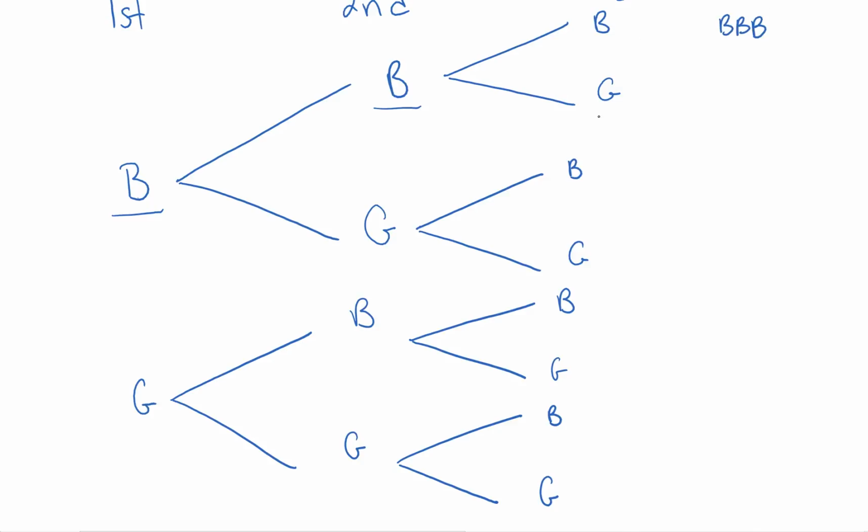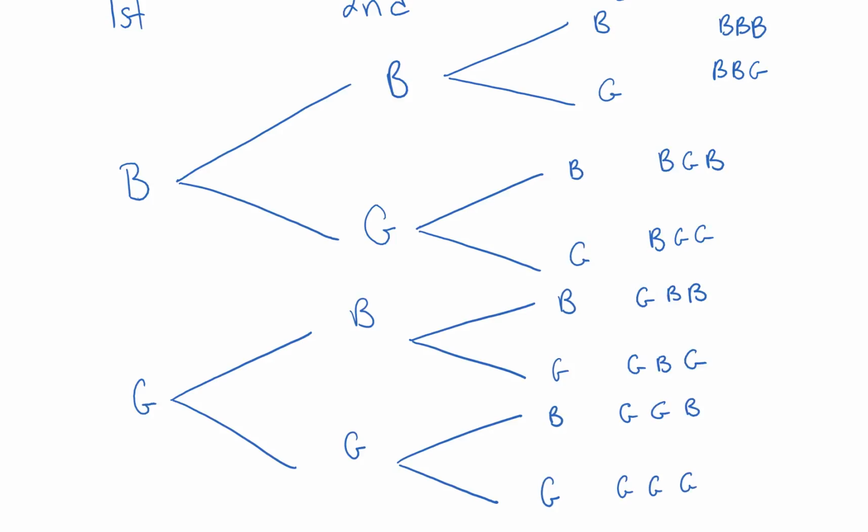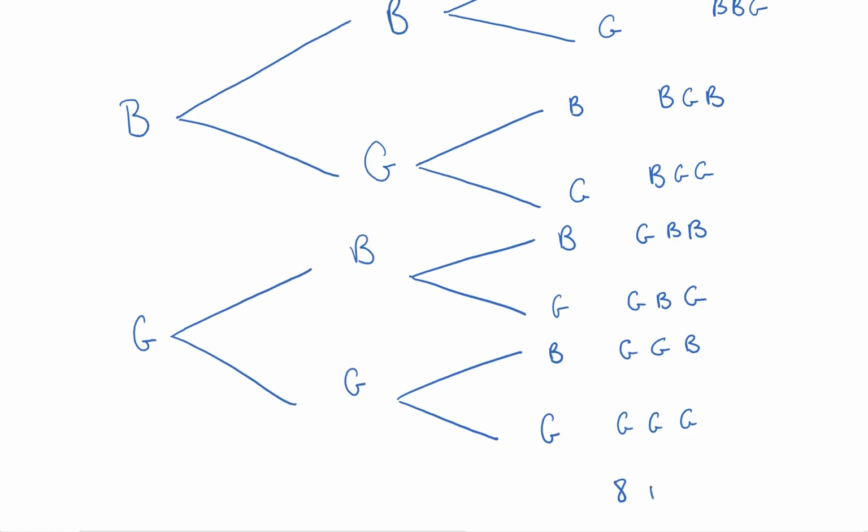If we look at the next one, boy, boy, girl. So I'm just reading across the tree diagram. If your first child's a boy, the second child could be a girl, and the third child could be a boy. Boy, girl, boy. Or the third child could be a girl. And so on. So keep going through that tree diagram and write down all the possible outcomes. So now you can see there's 8 different outcomes for having 3 children. These are all the combinations of boy and girl that there can be. So 8 ways.